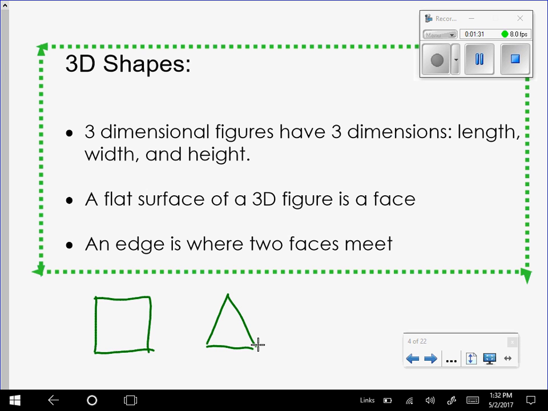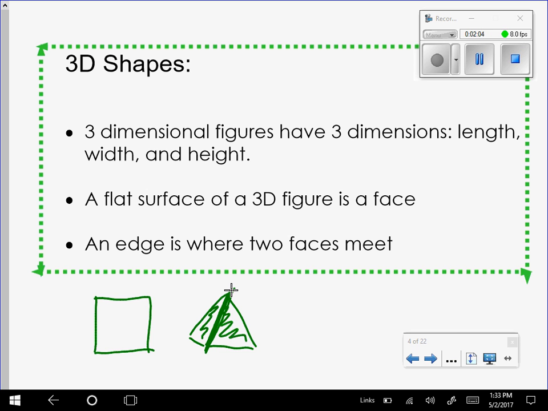So a flat surface of a 3D figure is called a face. So if I drew this, I'm not great at drawing some of these, but you can see this would be considered a face. Okay, so with this, and then obviously there would be another face on the other side of that, what we would call a pyramid here. And then an edge is where 2 faces meet. So like right here would be considered the edge of that pyramid. But there would obviously be multiple edges. Okay.